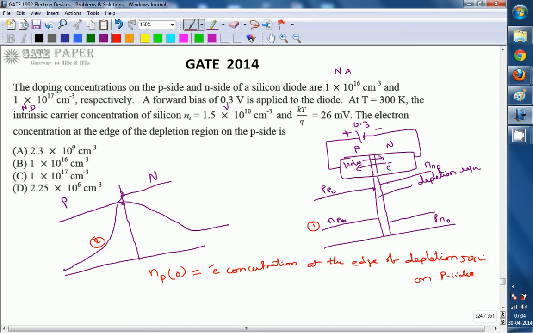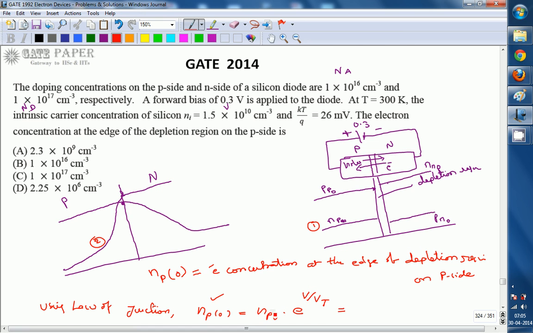What is the electron concentration at the edge of the depletion region? It is indicated in this way, and the equation can be written using the law of the junction. NP of 0 is equal to NP naught into e power V by Vt. This is the equation. Here NP naught is the minority carriers present in the P side, and NP of 0 is the electron concentration at the edge of the depletion region on the P side. So we are calculating NP of 0.